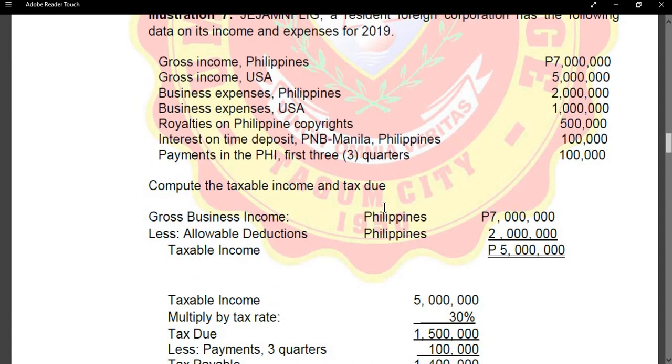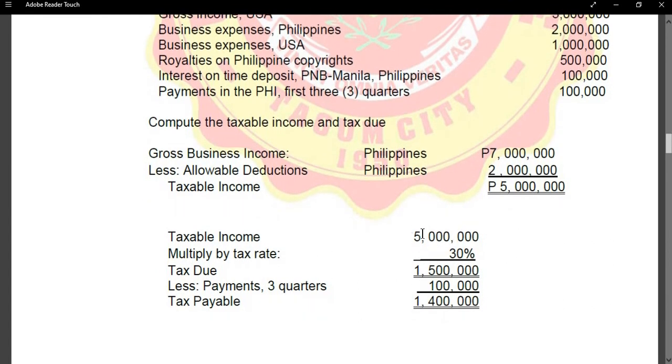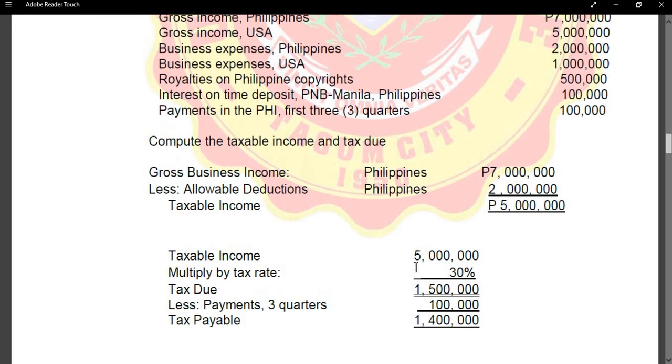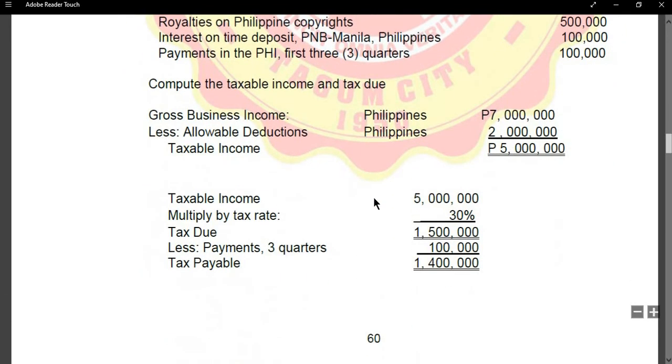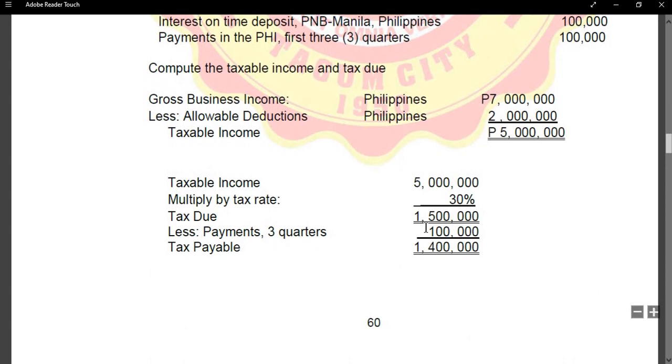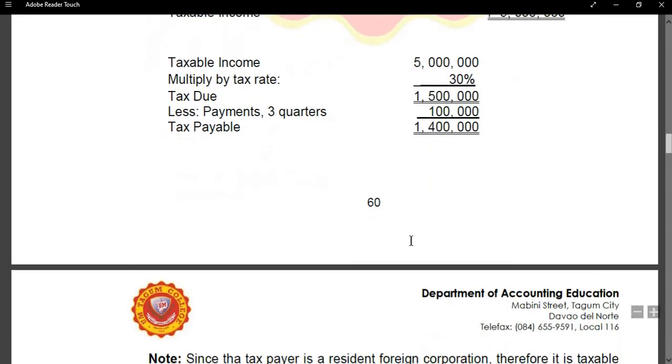Gross business income, Philippines, which is 7 million, less allowable deduction of 2 million, that gives you 5 million as taxable income. So 5 million taxable income times 30% tax rate, the tax due is 1,500,000 pesos. However, because meron siyang payments in the PH for the first 3 quarters for 100,000 pesos, you deduct that from the tax due. Therefore, your tax payable is 1,400,000 pesos.